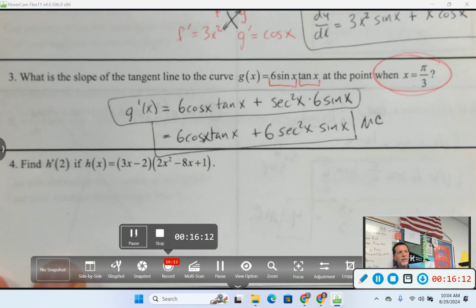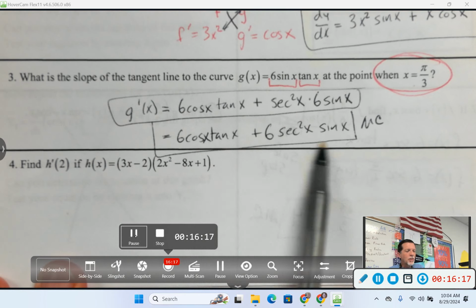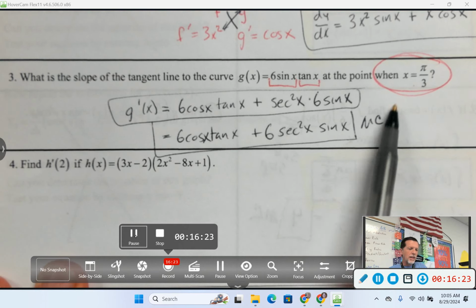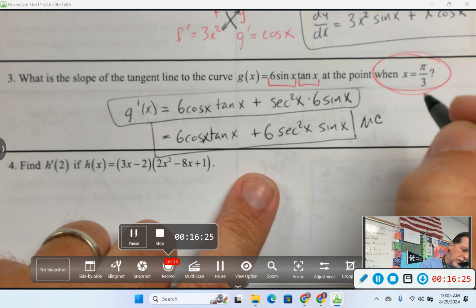When x equals pi over 3. I'm betting on a multiple choice test, this would not be an answer. So if you got there and then looked at your choices and they were all just numbers, you'd be like, wait a minute, what happened? And then realize, wait a minute, I'm supposed to plug things in.